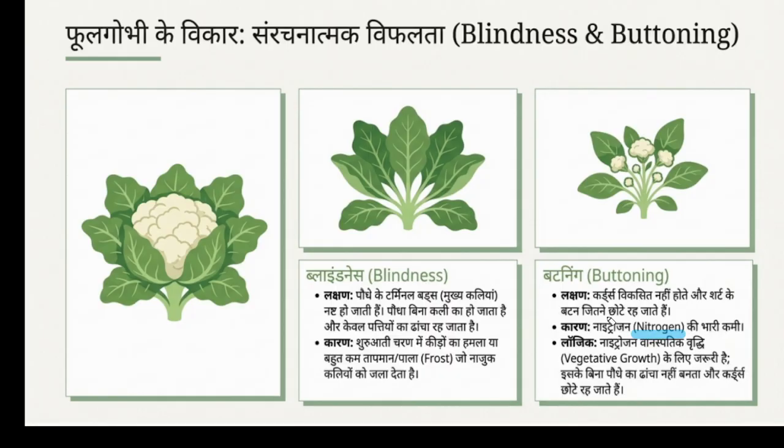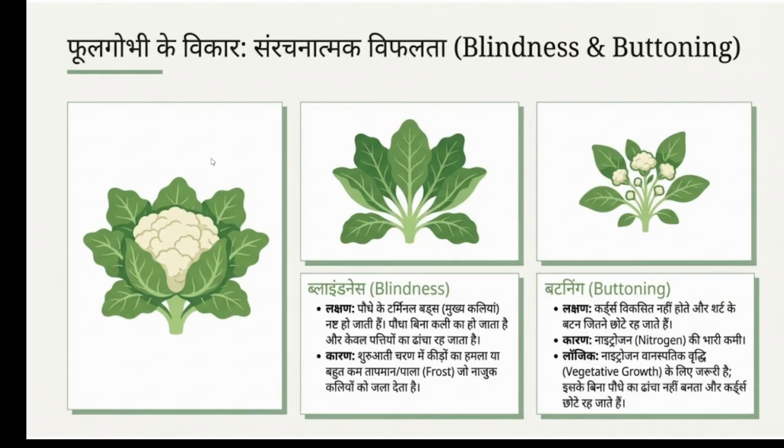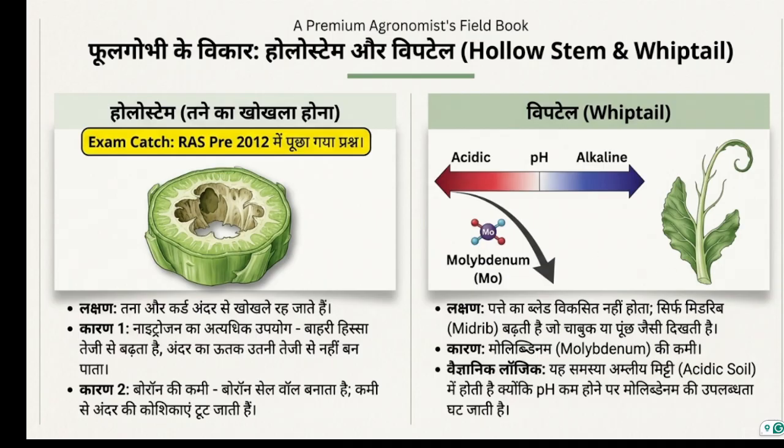Now, there is another disorder called buttoning. Hearing the name, it feels like the cauliflower curds have remained as small as shirt buttons. And that is absolutely the right image. In buttoning, very small curds form on the plants. Its direct and most important cause is nitrogen deficiency. Rather than memorizing it, understand it this way.